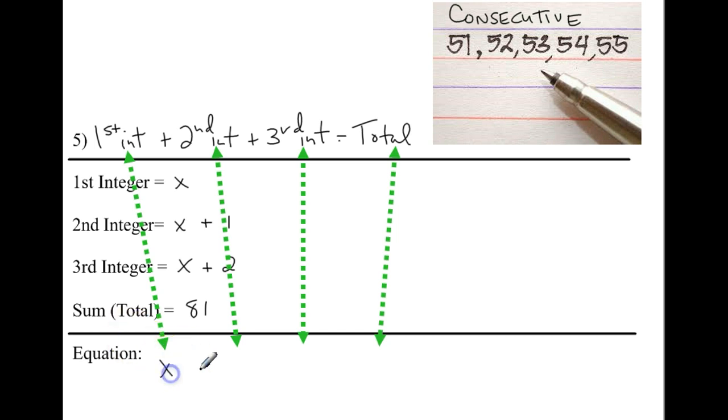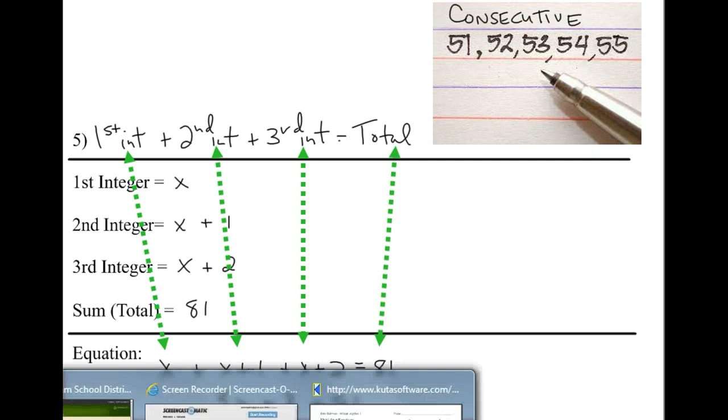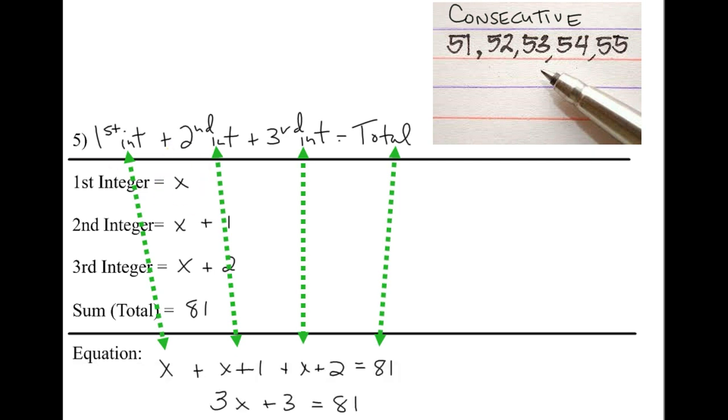My first integer was x. My second integer was x plus 1. My third integer was x plus 2. And my total was 81. We're going to combine like terms. X plus x plus x is going to give me 3x. 1 plus 2 is going to give me 3. I'm going to set that equal to 81. That should give you guys a good start on number 5. You need to go through and solve the rest of number 5 and then go back and check your answer. Remember, the answer is you need to give me all 3 integers.